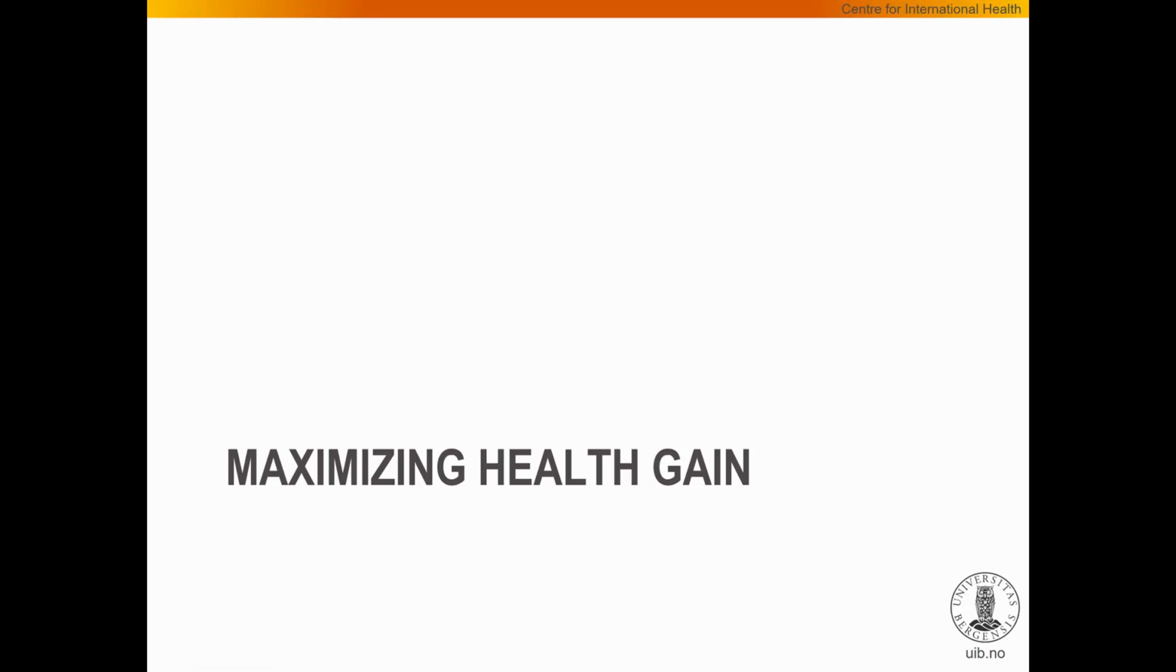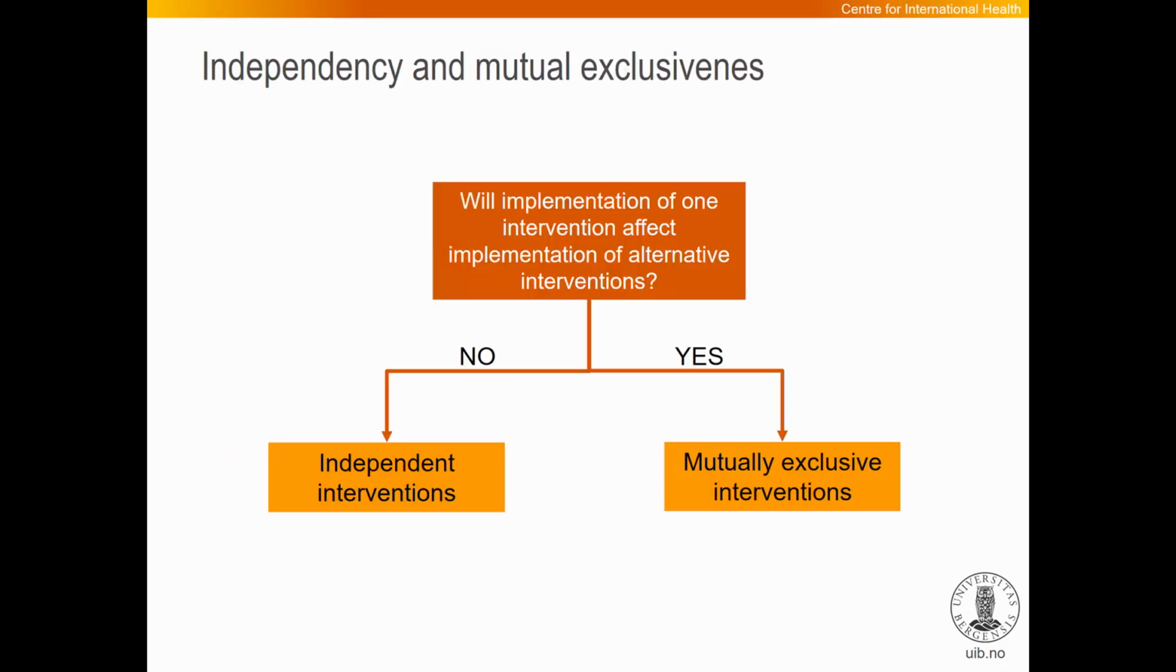Economic evaluation is normally used to maximize health in situations where we have a number of alternative interventions and the budgets or resources are limited. The first question we ask is whether the implementation of one intervention will affect the implementation of alternative interventions. If the answer is no, we have a situation where interventions are independent. If the answer is yes, we have a situation of mutually exclusive interventions.